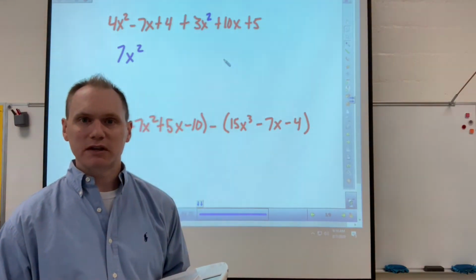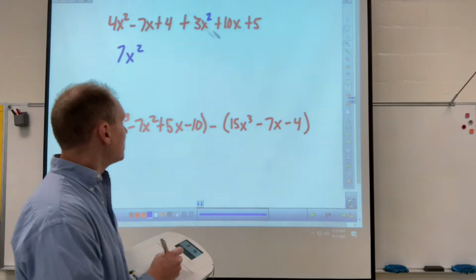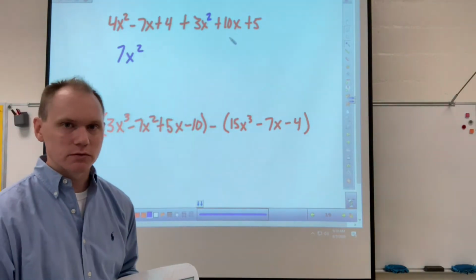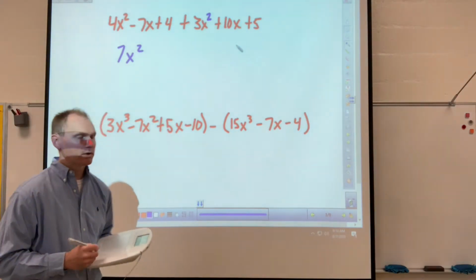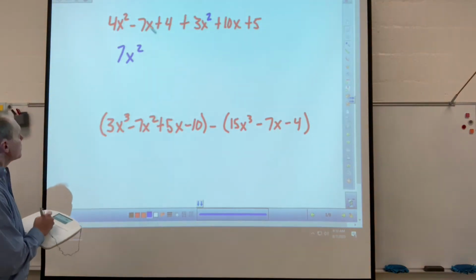And a lot of people refer to this as like terms. X squared and x are not like terms. So therefore 3x squared and 10x are not like terms, so we cannot add them together. All right, so let's go ahead and continue on.